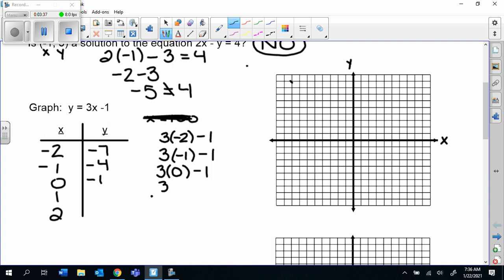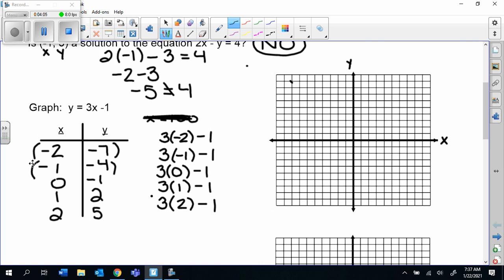Let's get into our positives. 3 times 1 is 3. Take away 1 is 2. When we plug x equals 2, 3 times 2 is 6, subtract 1 is 5. So now we have a really nice list, and maybe 5 points is a little bit overkill, but it's definitely going to give us a nicer reference by which to graph.